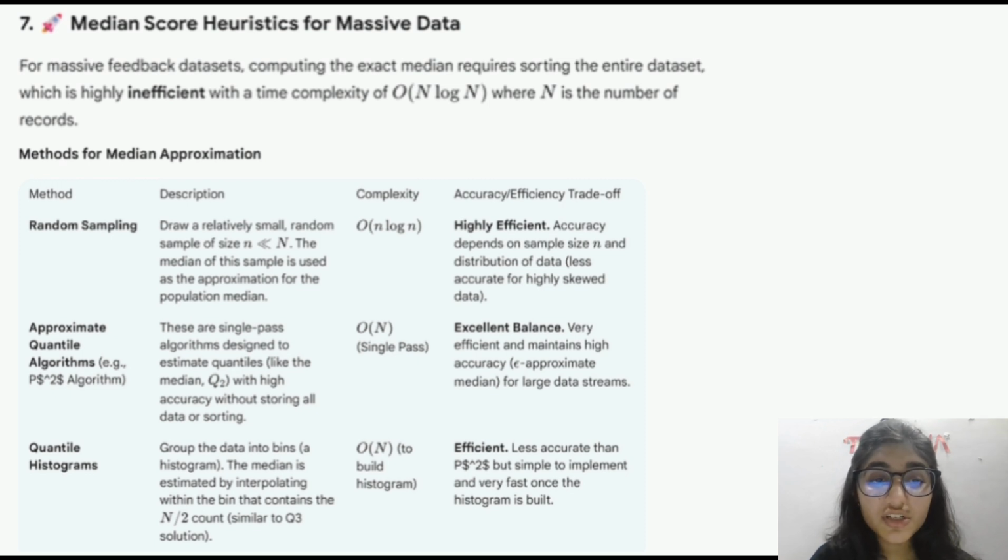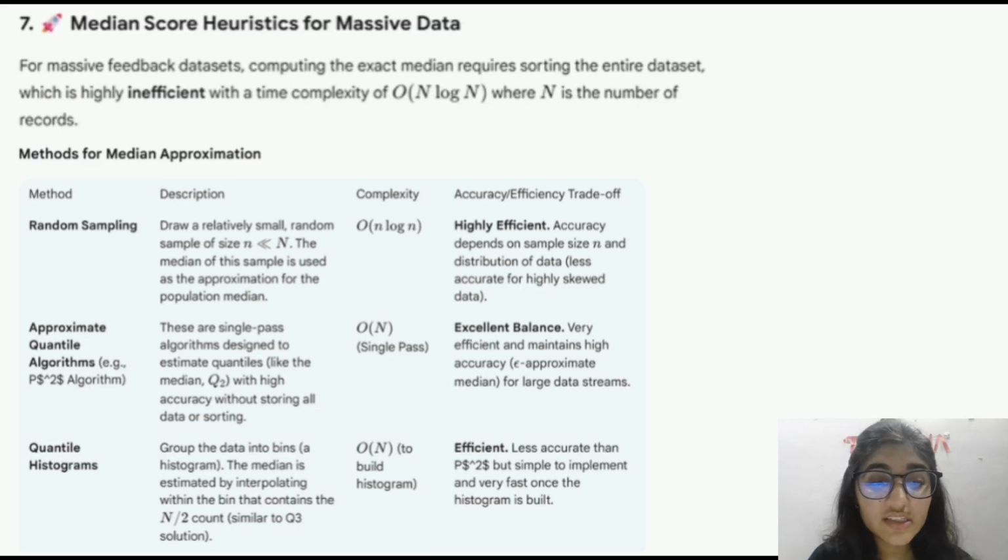The description of random sampling is: draw a relatively small random sample of size n, which is less than N, the total number of samples. The median of this sample is used as an approximation for the population median, and its complexity is O(n log n). The accuracy and efficiency trade-off is that it is highly efficient, but accuracy depends on the sample size and distribution of data.